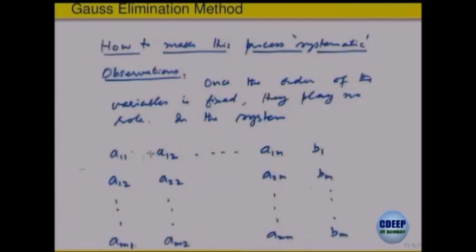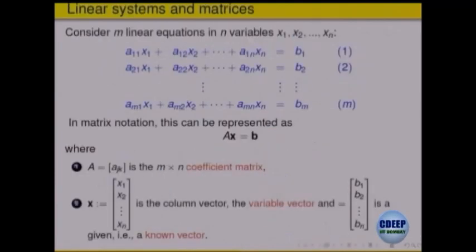To make the system more systematic, we realize that the coefficients are important and not the variables. So, a11 x1 plus and so on, equal to b1. What we do is just look at the coefficients of these equations, this array of numbers. So, it becomes important to study arrays of numbers, and that gave us the concept of a matrix. Such a thing is called a matrix.